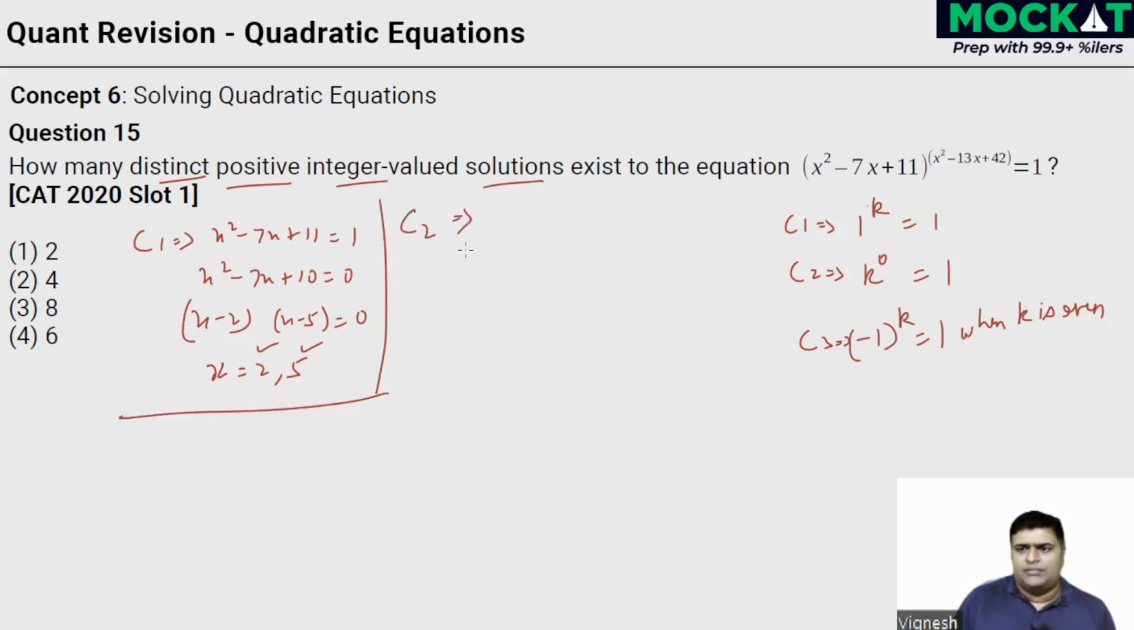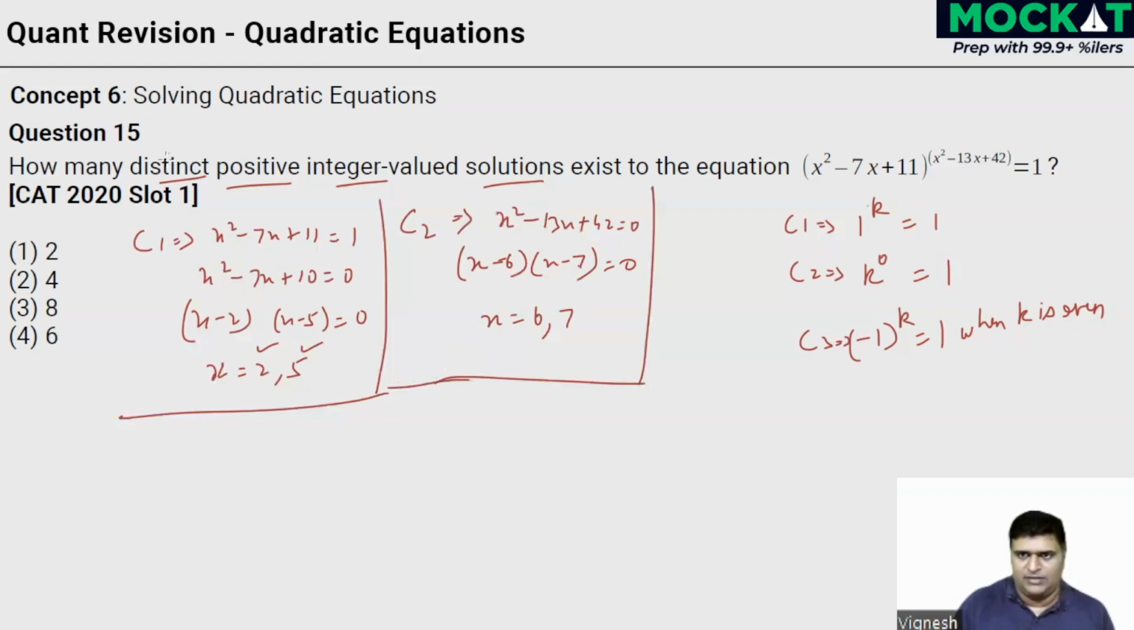Case 2 over here is going to be when the power is equal to 0. If the power is equal to 0, then x square minus 13x plus 42 equals 0. How do I split it? Minus 6 in x minus 6 into x minus 7. 6 plus 7 is 13, 6 times 7 is 42. x can take the values of 6 or 7 as well. 2 more, distinct positive integers, 6 and 7.